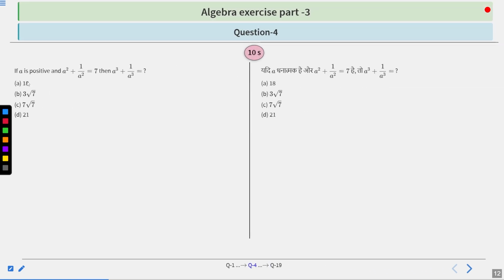Next, if a is positive and a square plus 1 upon a square equals 7, then a cube plus 1 upon a cube is how much? Options are option A 18, option B 3 root 7, option C 7 root 7, and option D 21. These are the options, and I'm giving you 10 seconds to find out the correct answer.